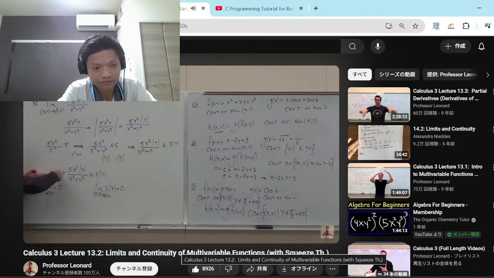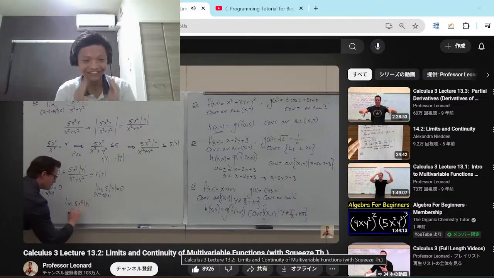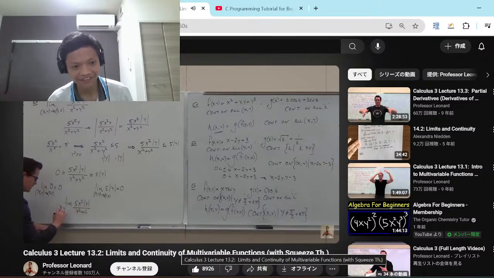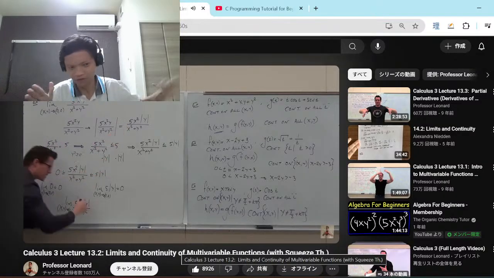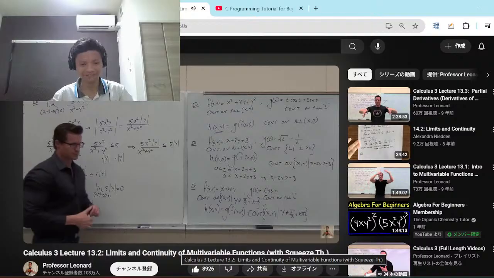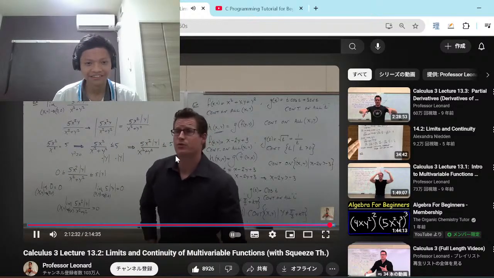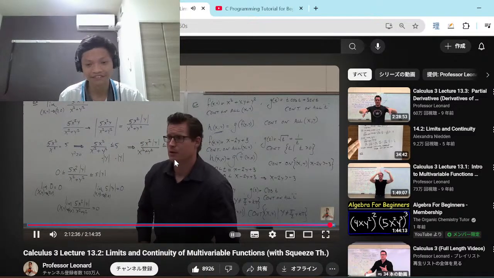By the squeeze theorem, since the limit of this function goes to 0, and the limit of this function goes to 0, the limit of this function is 0. By the squeeze theorem, 0. We built it. 0, 0, 0, 0. Now, we haven't proved the darn thing right now, but we're about to. You guys okay with this?